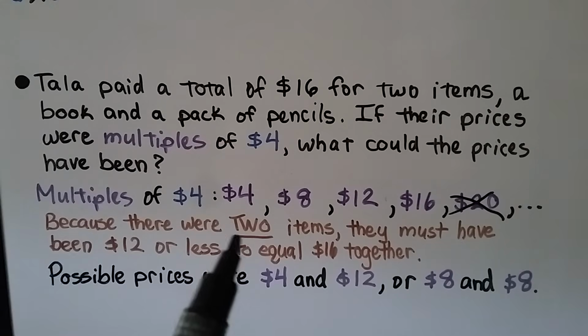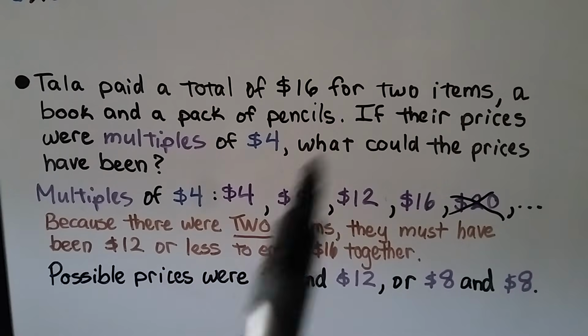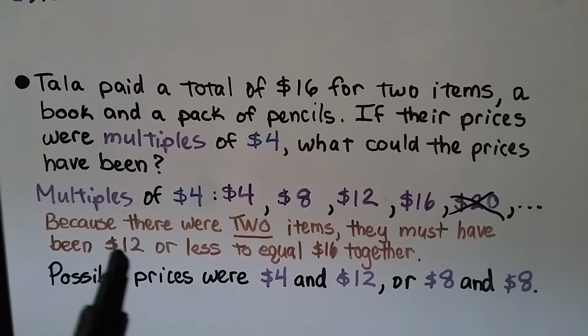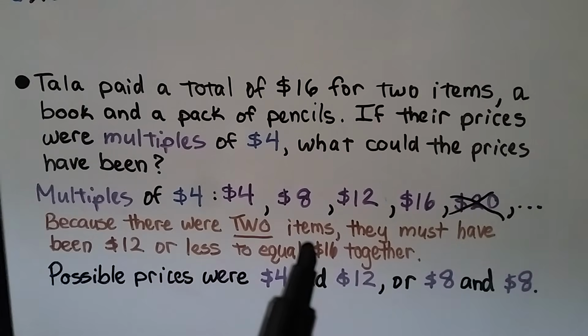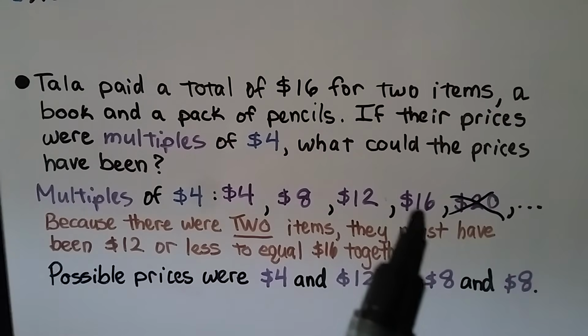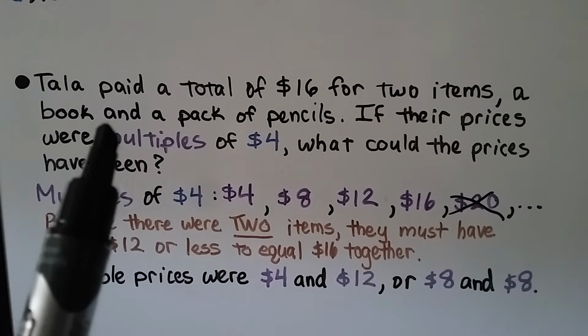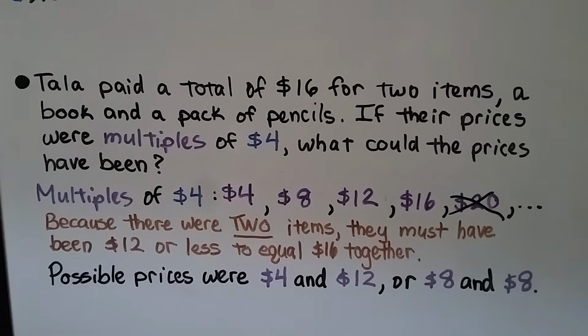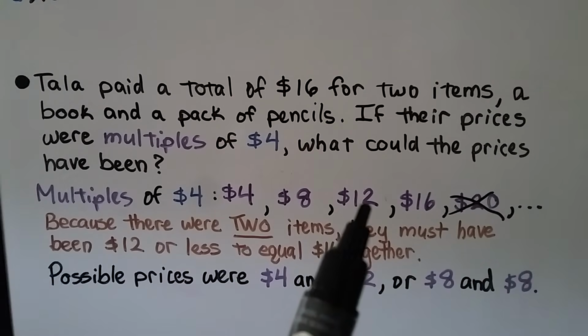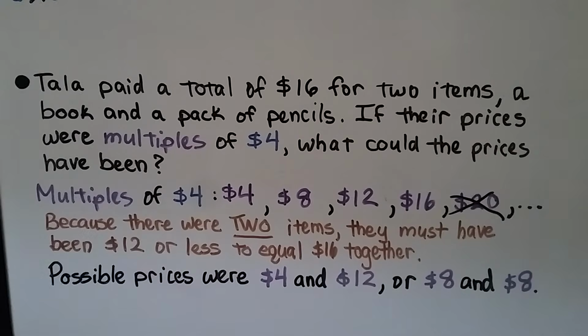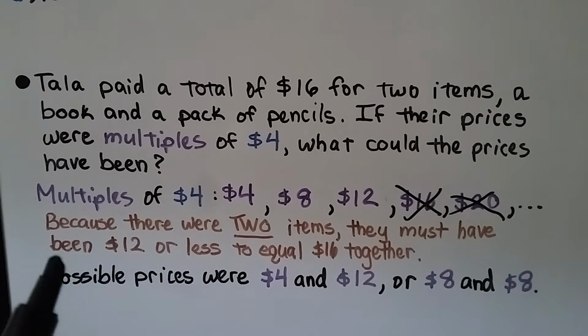And because there were 2 items, it said she paid for 2 items, they must have been $12 or less to equal $16. So we can't use the $16. If one of the items was $16, that means the other one would have had to been free because she paid a total of $16. So it had to be $12 and something else. $16 would be too great, so we can get rid of the $16. We know both items had a price, so one of them couldn't be free. So it must have been $12 or less to equal $16 together.